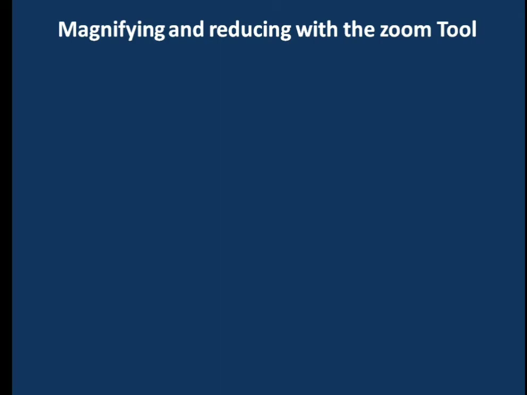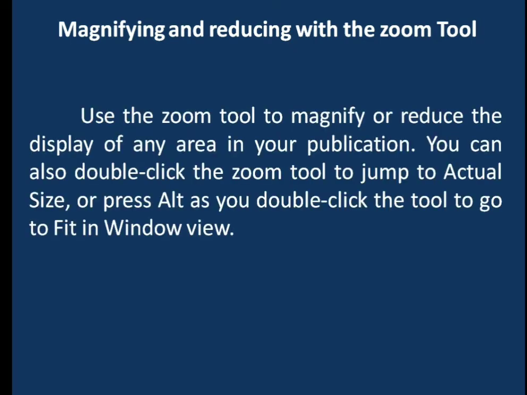Magnifying and reducing with the zoom tool. Use the zoom tool to magnify or reduce the display of any area in your publication. You can also double click the zoom tool to jump to actual size, or press Alt as you double click the tool to go to fit in window view.